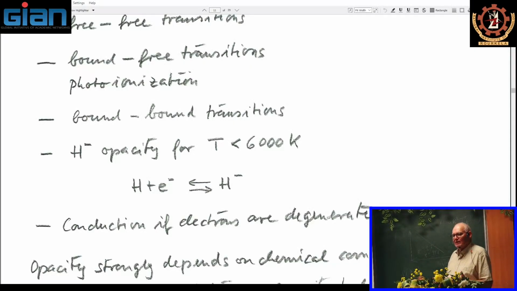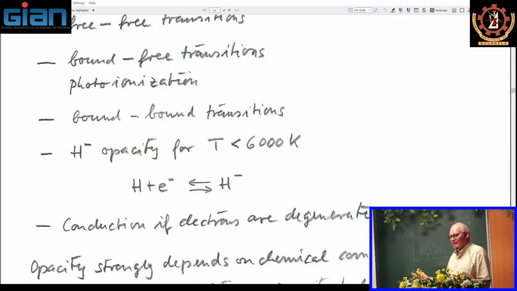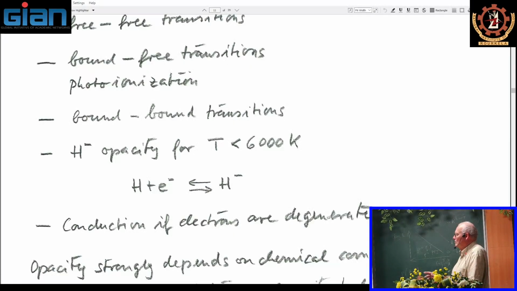If the electrons become degenerate, then heat conduction contributes to the energy transport, and this conduction is usually done by the electrons, because they have the biggest mean free path, and so they contribute to the opacity. You can include conduction formally in the opacity, and this is done if electrons become degenerate, but we will not consider this here in detail anymore.